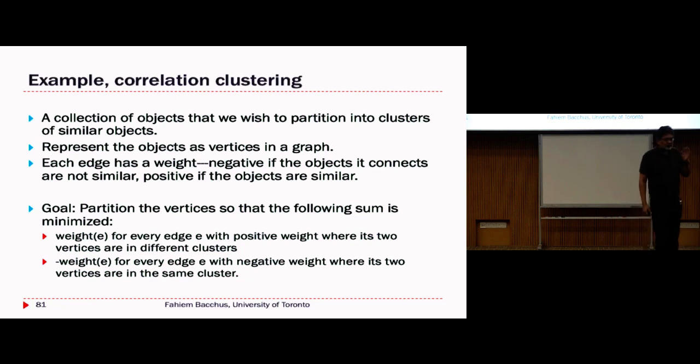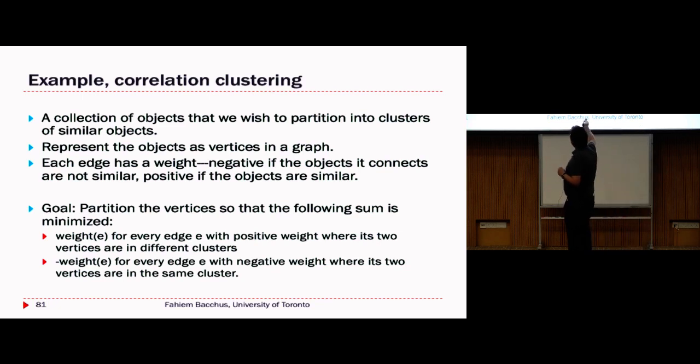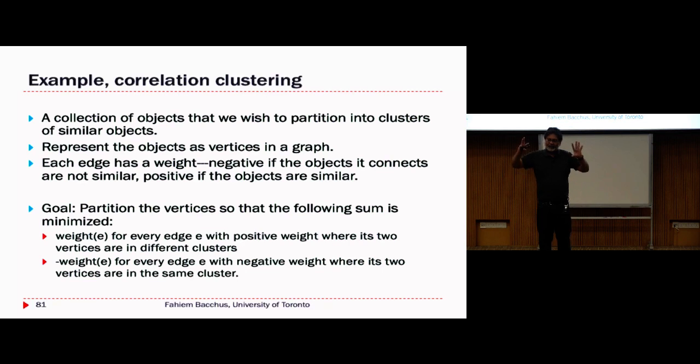You have a bunch of objects. You could put them as nodes of a graph, and so you represent them as vertices in a graph. And you have edges between these objects, which say that they're similar or dissimilar. So every edge has a weight. A positive edge indicates these two objects are similar. A negative edge indicates these two objects are dissimilar.